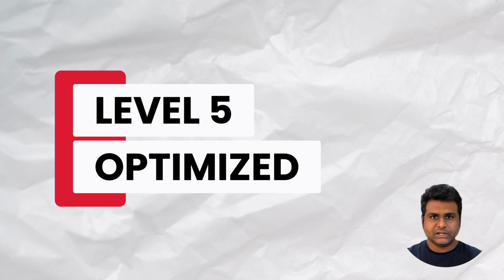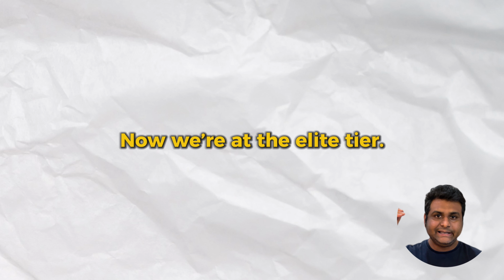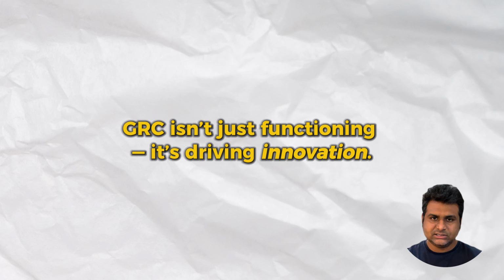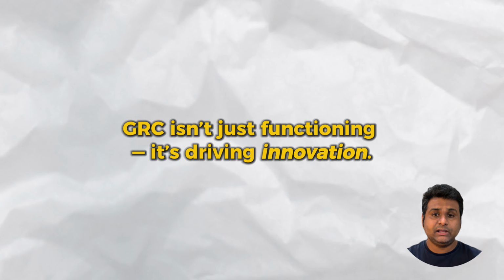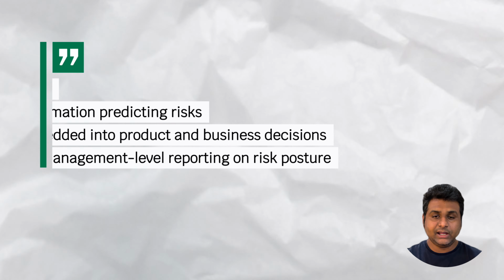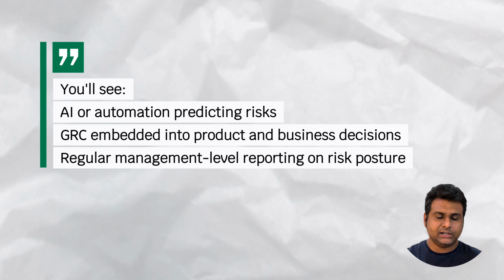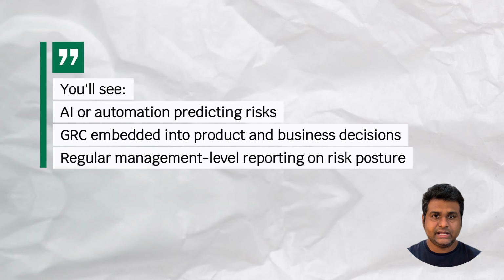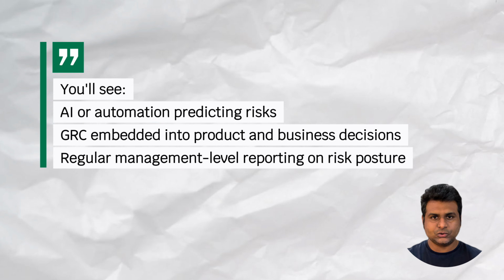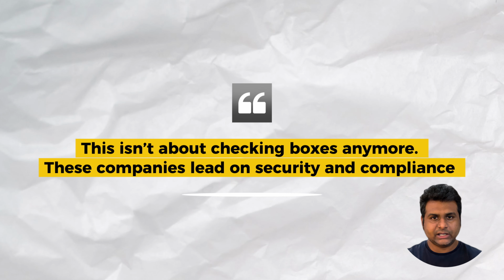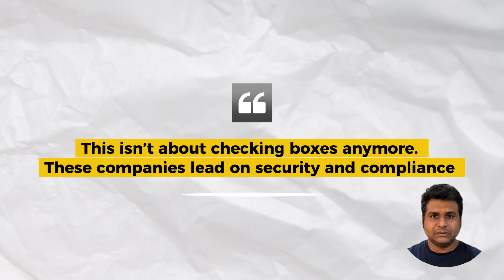Level 5: optimized. Now we are at the elite tier. GRC isn't just functioning, it's driving innovation. You will see AI or automation predicting risk, GRC embedded into product and business decisions, regular management-level reporting on risk posture. This isn't about checking boxes anymore. These companies lead on security and compliance.